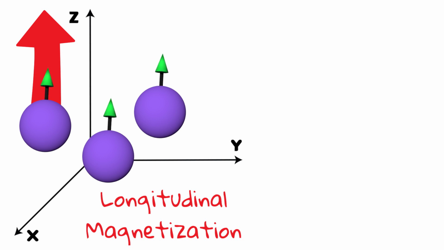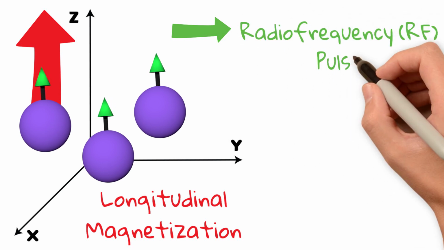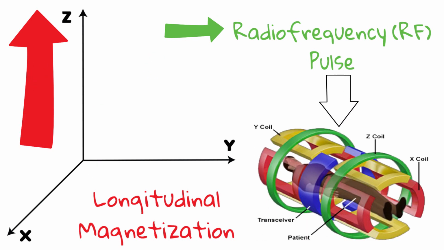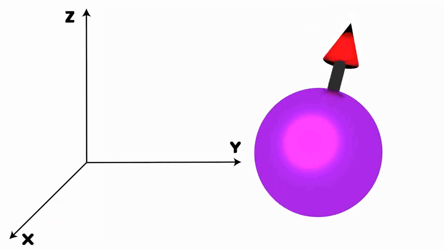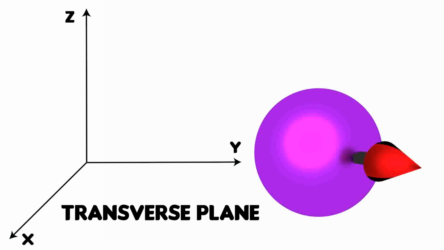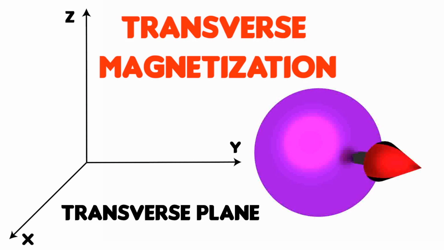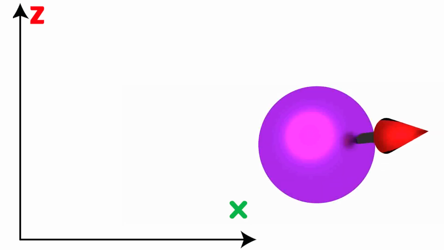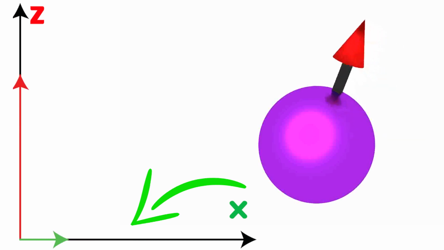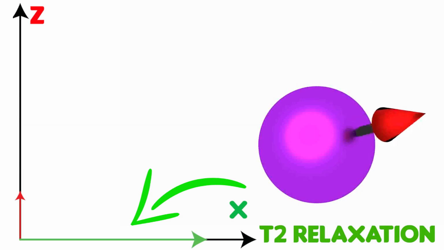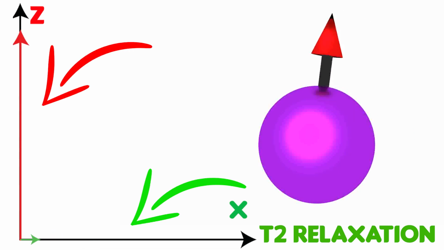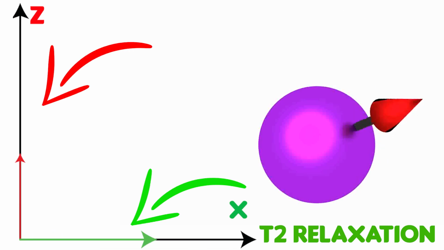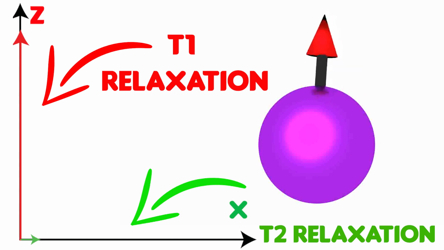However, it cannot be measured in this plane. To measure it, we need to move away from the magnetic field direction. We do this using a radio frequency pulse, which is produced by the RF coils. When the RF pulse is turned on, it flips the longitudinal magnetization to the transverse plane, creating transverse magnetization. When the RF pulse is turned off, 2 things happen. First, the transverse magnetization begins to decay. The time it takes to do this is called the T2 relaxation time. Second, the longitudinal magnetization grows back to equilibrium. The time it takes to do this is the T1 relaxation time.